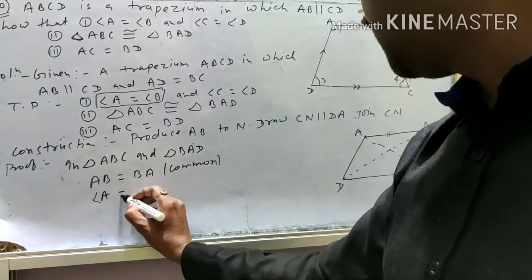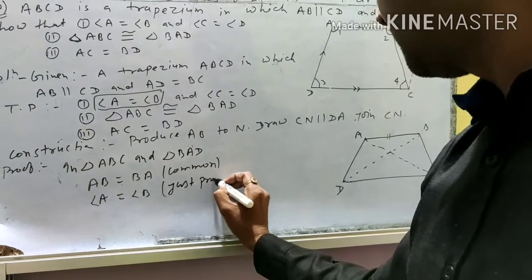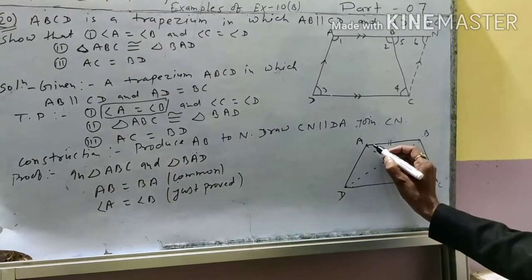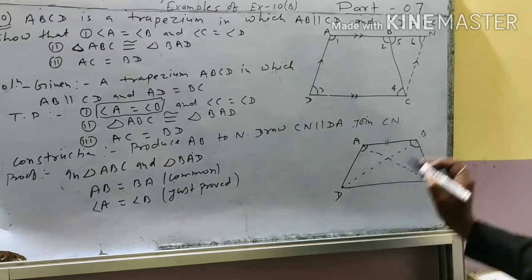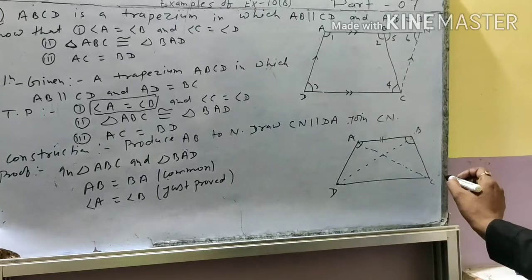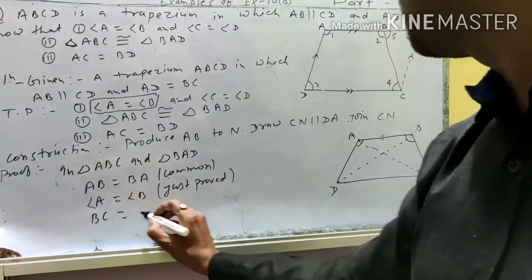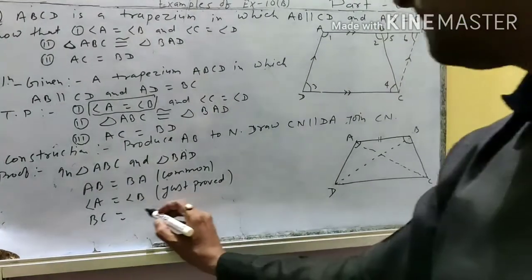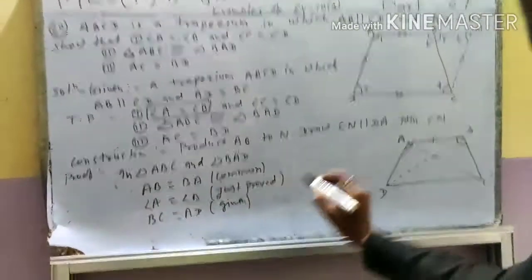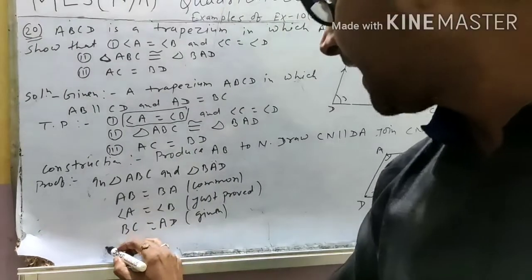Angle A is equal to angle B, just proved above. And the last one is BC is equal to AD. This information is given. Look at here. BC is equal to AD. This information is given.